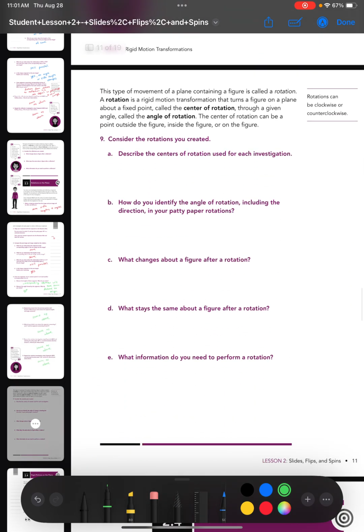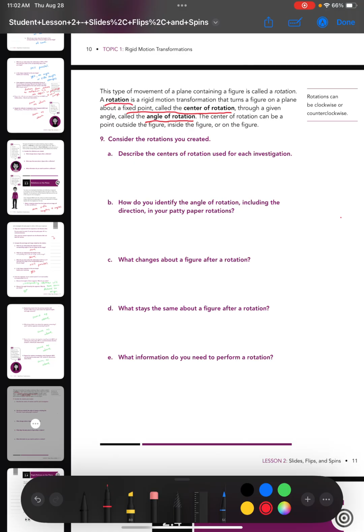All right, so this type of movement in a plane, like we've been talking about, is called a rotation. Been saying it over and over again. Okay, it's moving around a fixed point called the center of rotation through a given angle called the angle of rotation. Okay, the center of rotation can be a point outside the figure, inside the figure, or anywhere on the figure. The point of rotation could be anywhere.